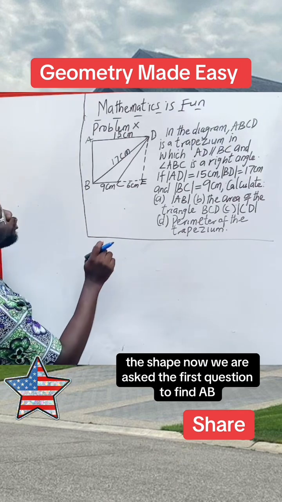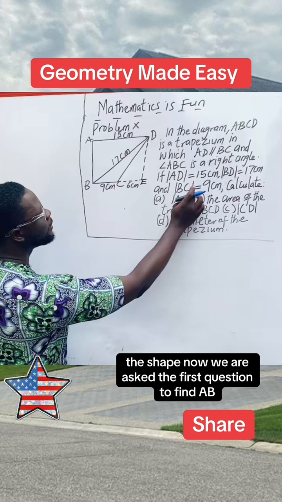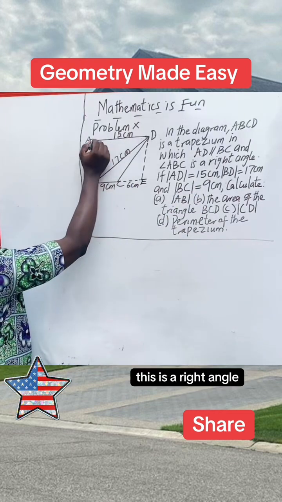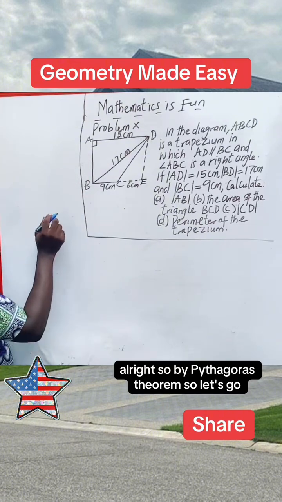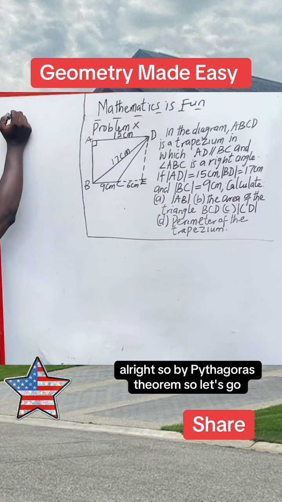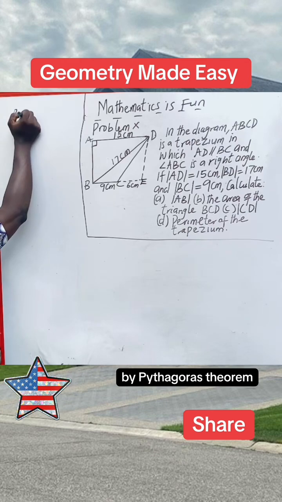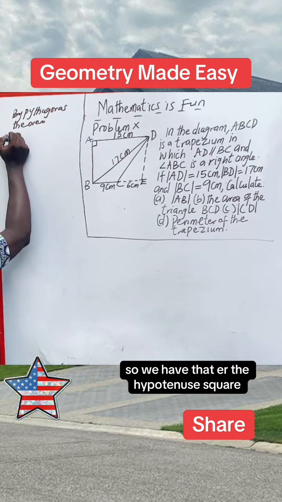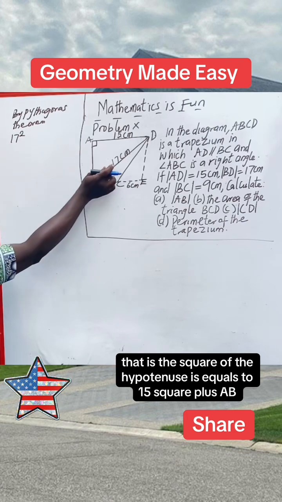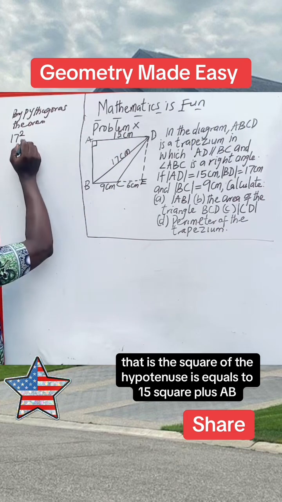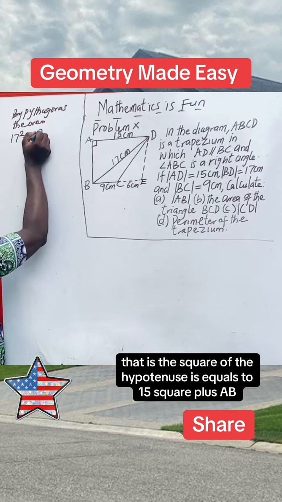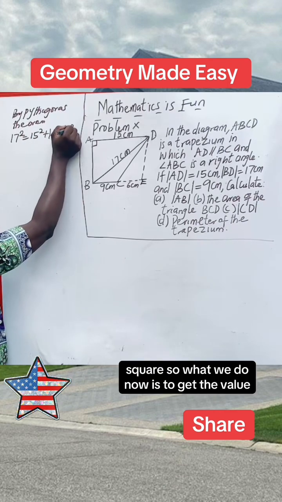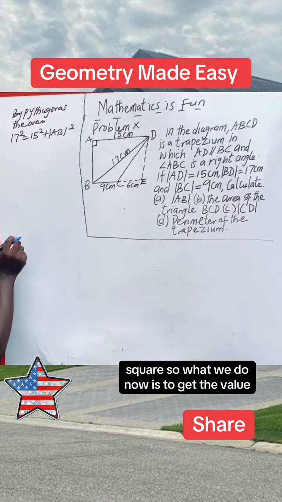Now we are asked the first question, to find AB. So we are looking for this place. So we have here, this is a right angle. By Pythagoras theorem, so let's go. We have that the square of the hypotenuse is equal to 15 squared plus AB squared. So what we do now is to get the value.